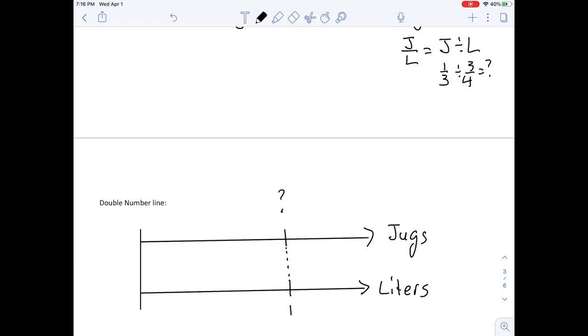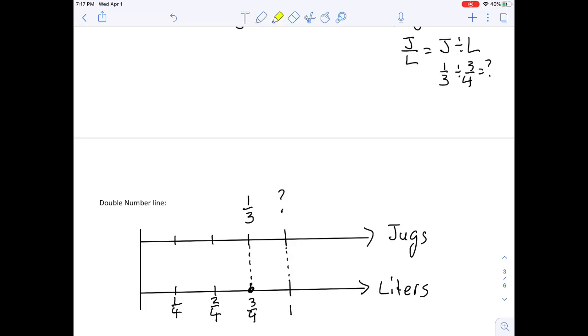What do I know about liters? I know that I had 3/4 of a liter, so I'm going to partition my 1 liter into 4 equal parts, and I'm going to mark 3/4 of a liter. I'll copy the same tick marks above, and 3/4 of a liter corresponded to 1/3 of a jug. It doesn't matter that my spaces don't look like 1/3. I can have any number line numbering on top that makes sense with the problem.